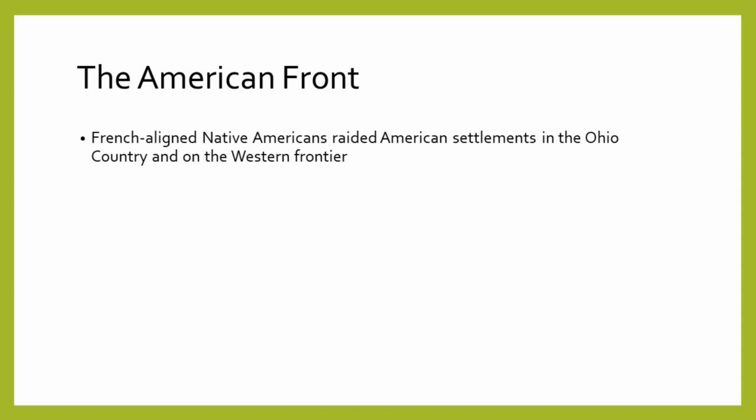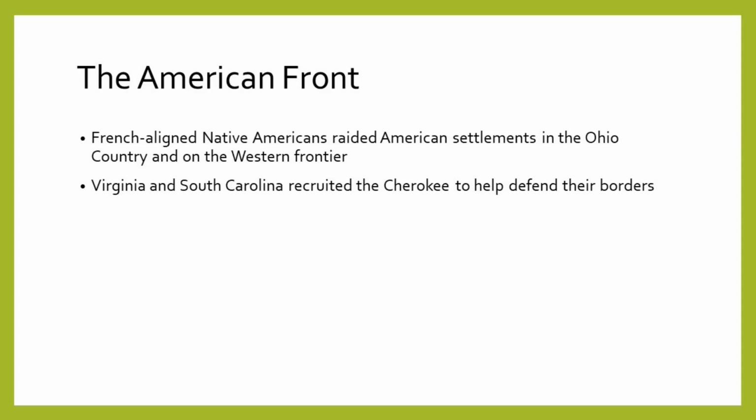Meanwhile, back on the American front, French-aligned Native Americans started wreaking havoc on settlements on the western frontier. Now, the textbook makes it sound like the only indigenous people who sided with the British were the Haudenosaunee, but that's not actually true. Virginia and South Carolina allied themselves with the Cherokee, who became vital to their ability to defend the frontier. More on this later.